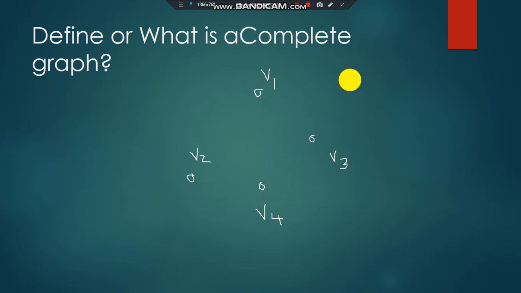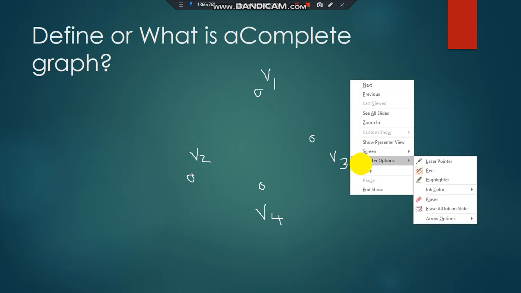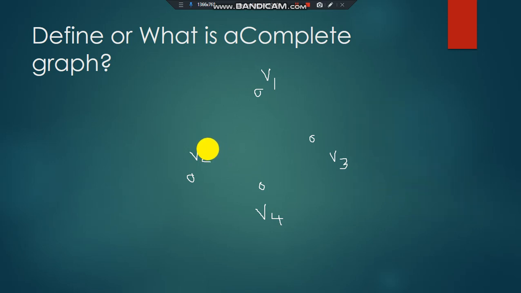Now let me take another ink for that, so that it is very easy to understand. From this I am making one edge to this vertex. From this I am making another edge to this vertex. From this vertex I am making an edge to the other vertex V2. So what I did, from the single vertex I have joined to all other vertices.